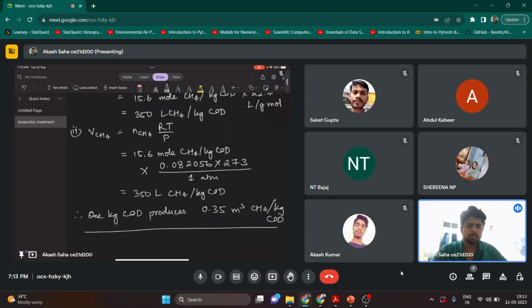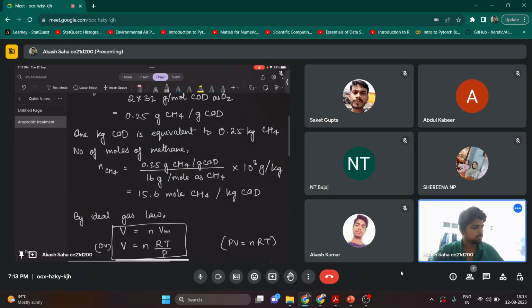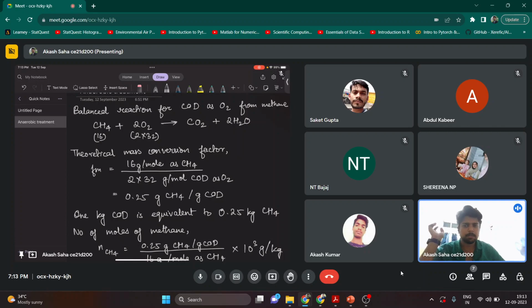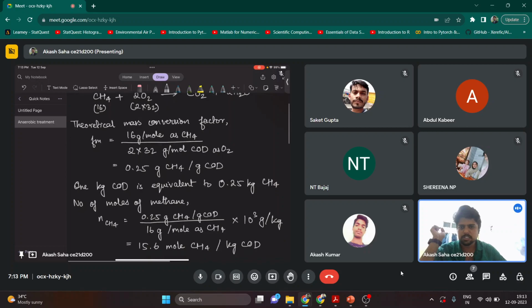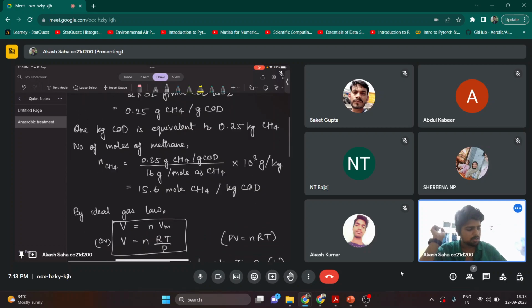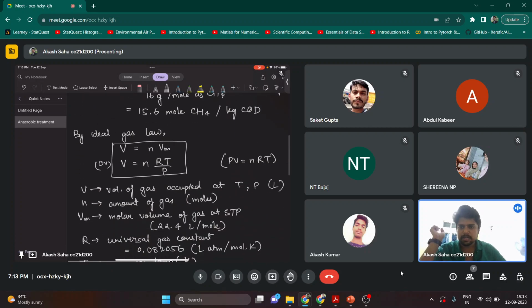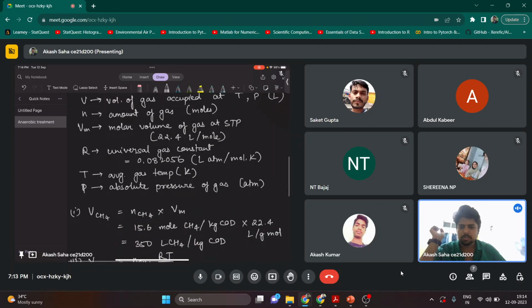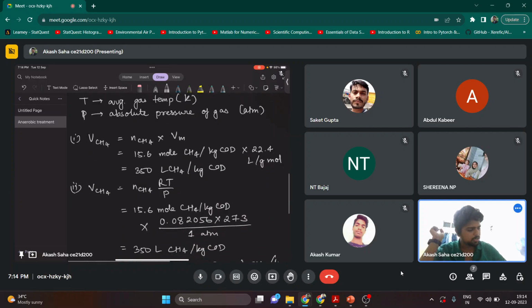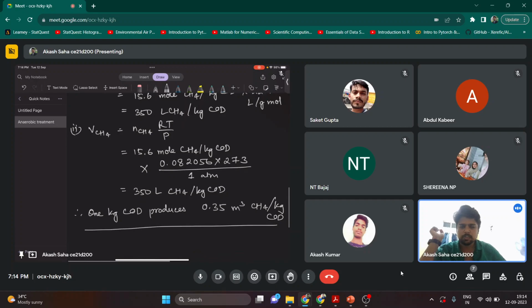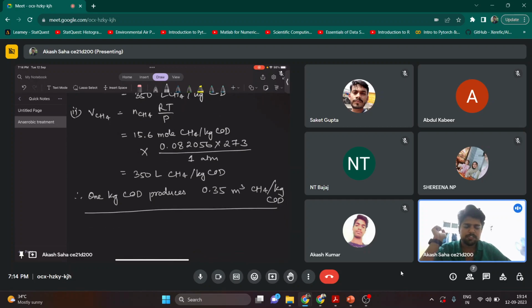Okay, I hope this was a simple relationship. For a quick recap, first we found out the balanced reaction, then we found out the theoretical mass conversion factor, and we found the number of moles of methane. And then we just applied the ideal gas law equations and found out the volume, and we found it to be 350 liters CH4 per kg COD. Is it fine? I hope it is fine for everyone.